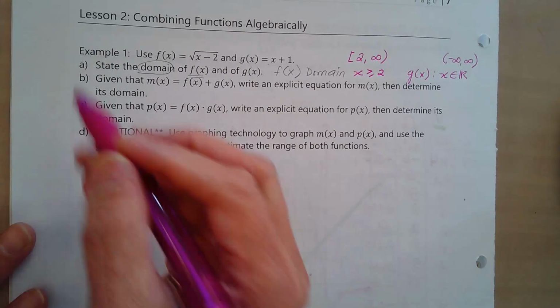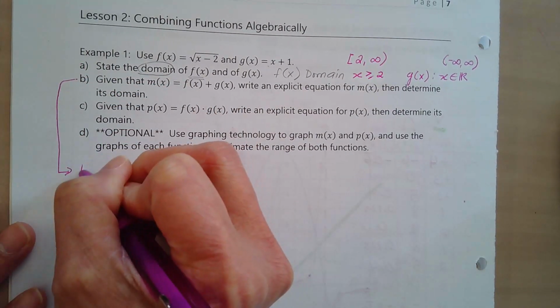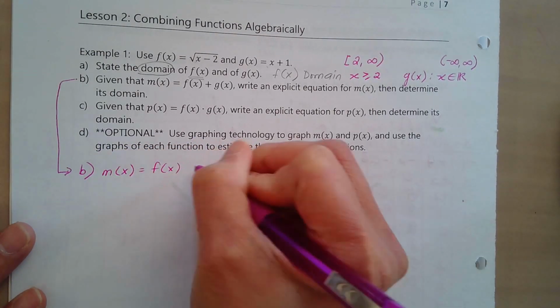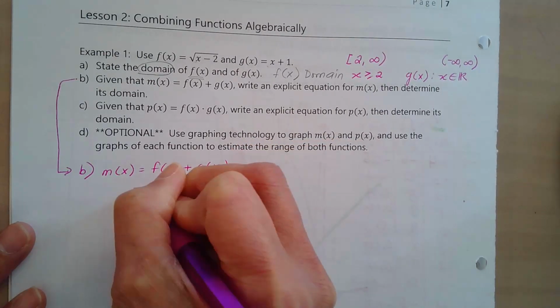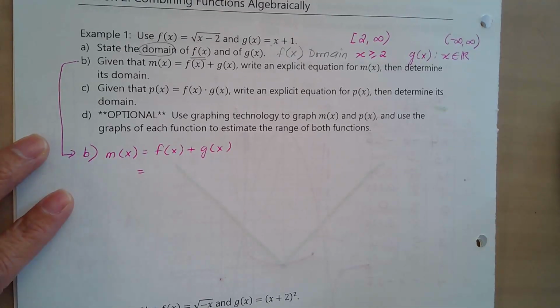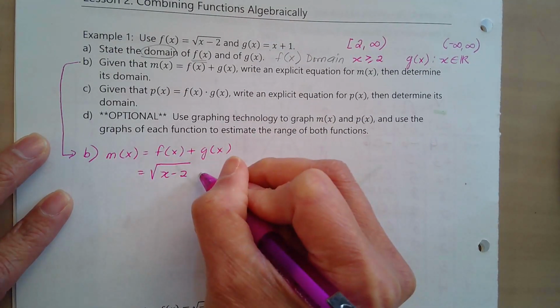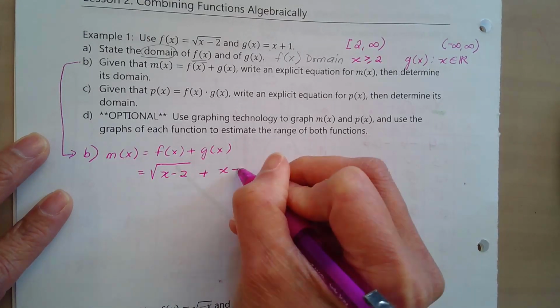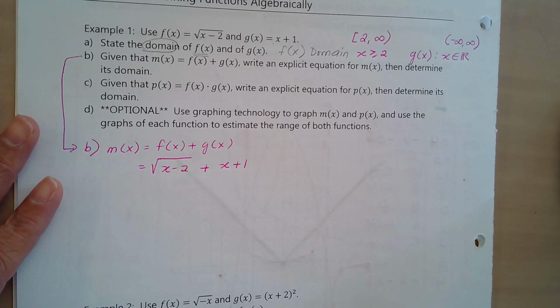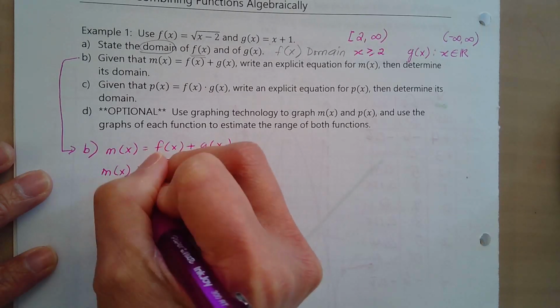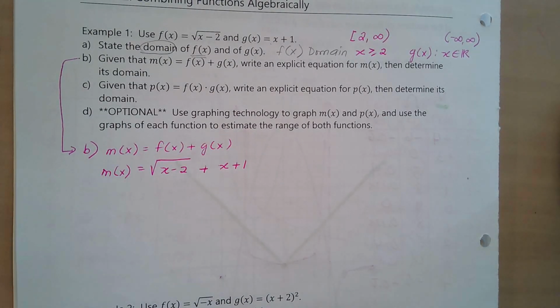So let's actually, I'm going to take the b down here. The m of x is equal to f of x plus g of x. So f of x is basically the square root of x minus 2, plus g of x, which is x plus 1. Okay. So that's the explicit form of m of x, the actual equation. The second part of that is, what is the domain?